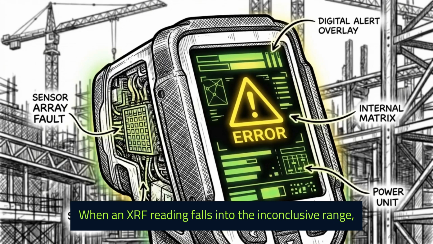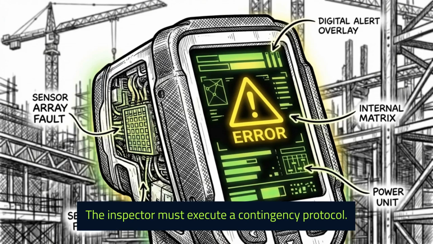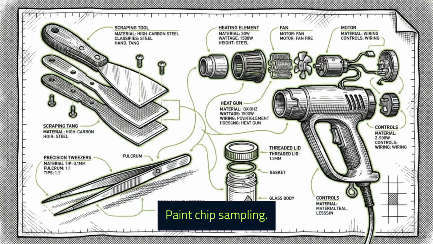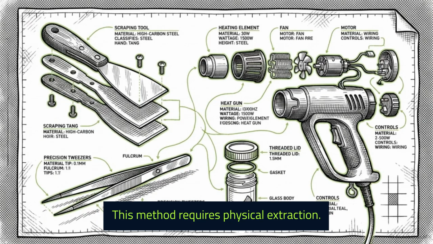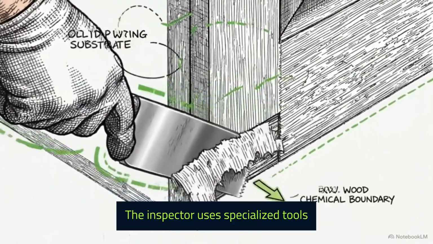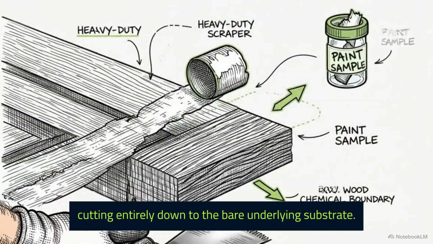When an XRF reading falls into the inconclusive range, or when non-destructive technology is unavailable, the inspector must execute a contingency protocol. This requires shifting to destructive testing, paint chip sampling. This method requires physical extraction. The inspector uses specialized tools to remove all layers of paint film, cutting entirely down to the bare underlying substrate.